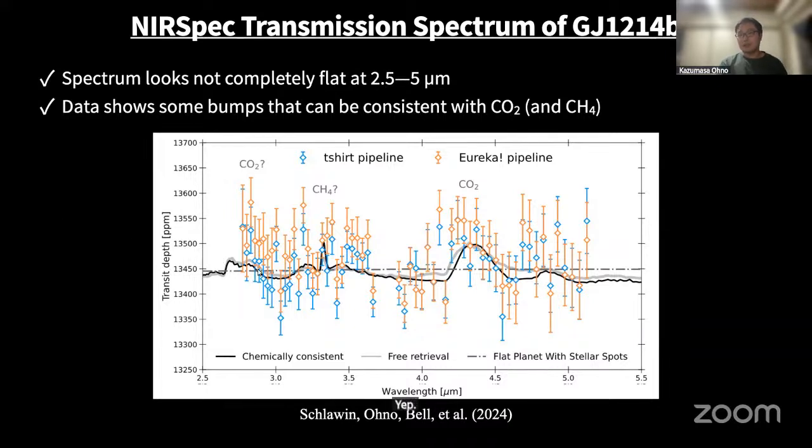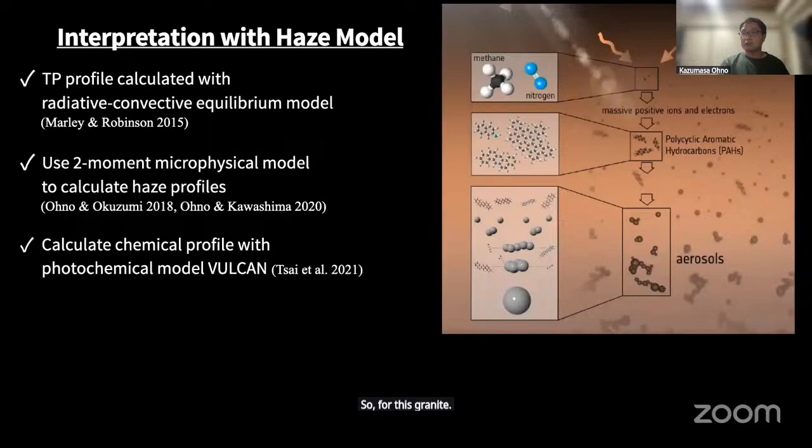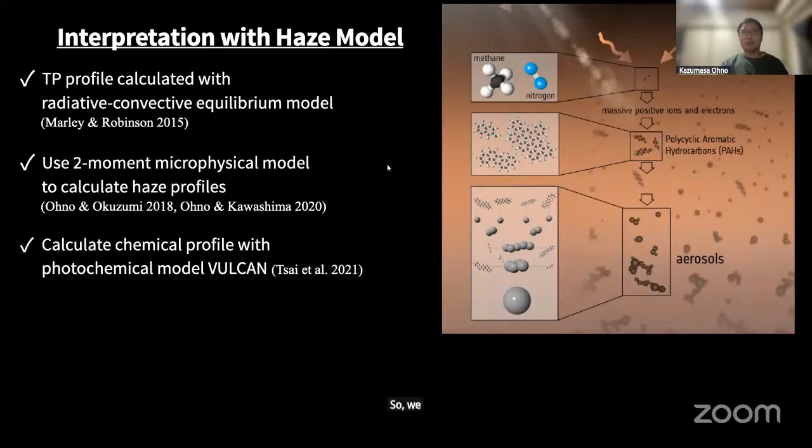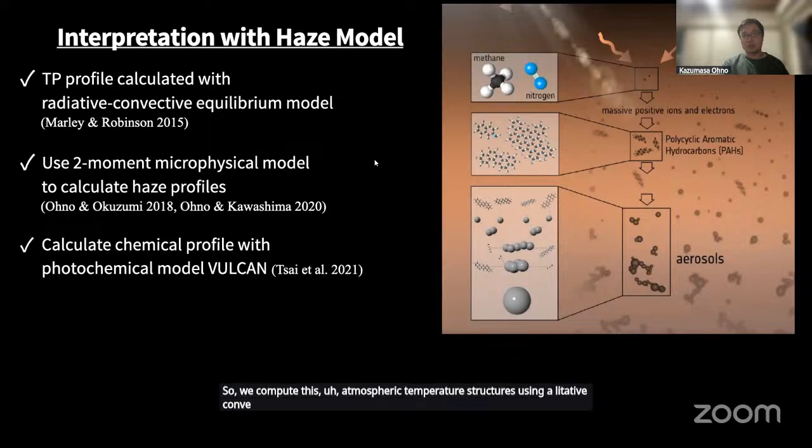So basically, we observed a non-flat spectrum for this planet. To interpret the new JWST data, we worked on forward modeling. We assume the atmospheric aerosols of this planet are photochemically produced particles, so-called hazes. We compute the atmospheric temperature structures using a radiative-convective equilibrium model.